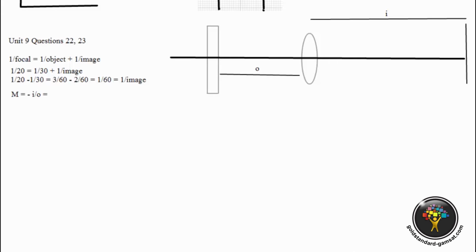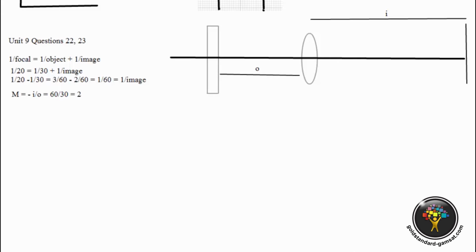But I'm going to discuss that negative sign in a moment because it's very important and it comes up in other problems. So anyway, I over O, we're going to focus on the absolute value part. And the image distance we already calculated as 60, and the object distance is 30, so the magnification is 2. So a couple of things to say about this.